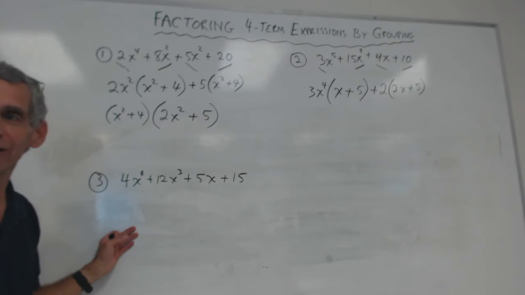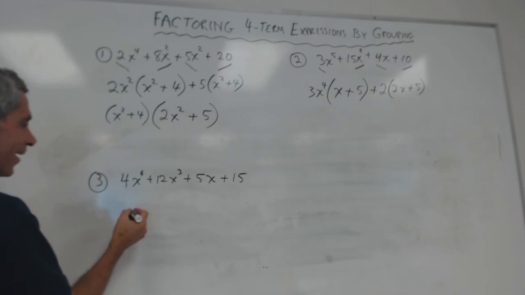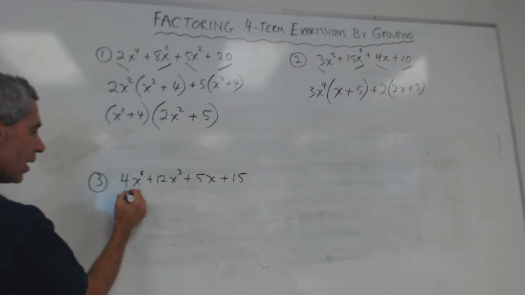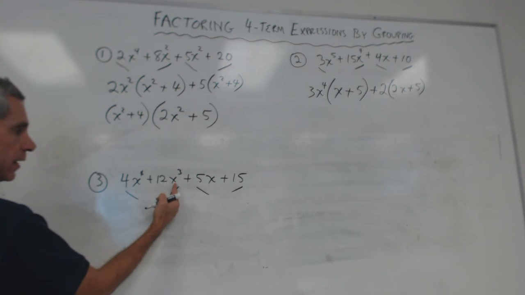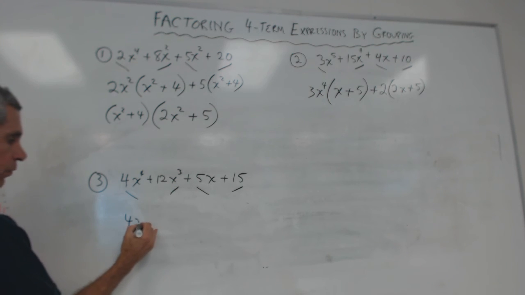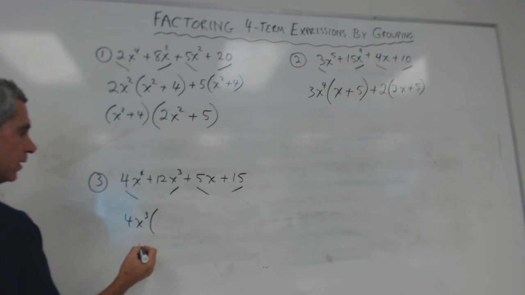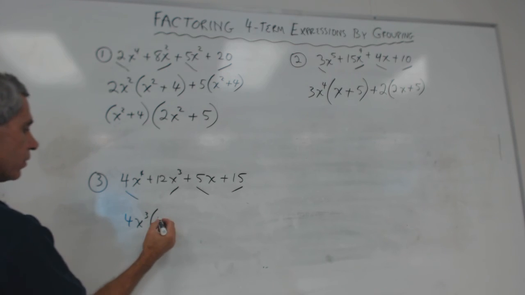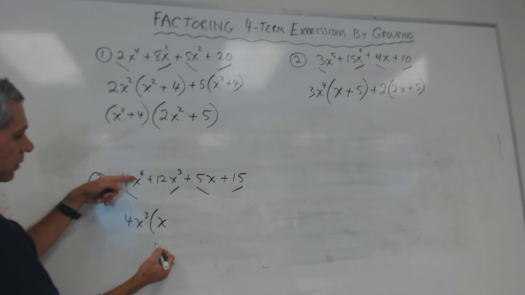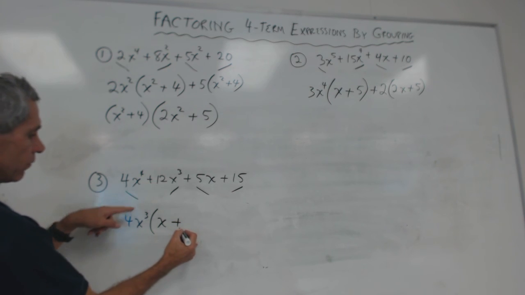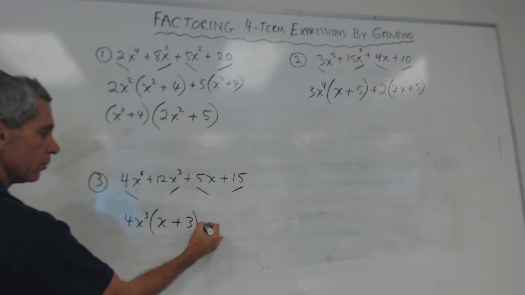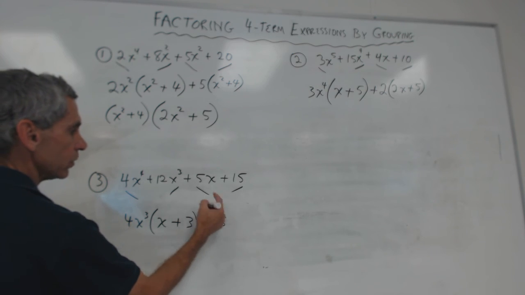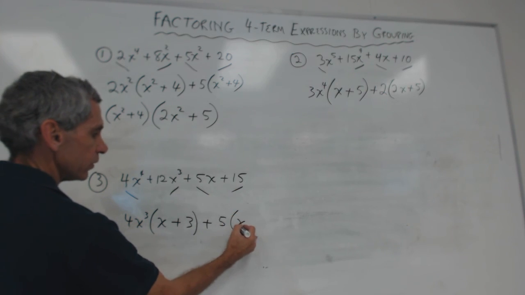So now let's hope this one works. Okay. I'm going to factor out of the 4 terms the 4 and the x cubed, right? 4x cubed, parentheses, and then what do I have here? 1x is left over, right? Plus 12 divided by 4 is 3. The x cubed's cancel out. Boom. Plus 5 goes into both of these, parentheses x plus 3.